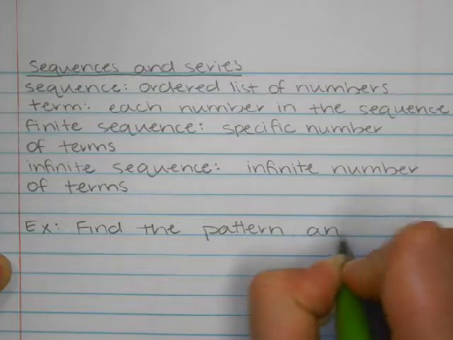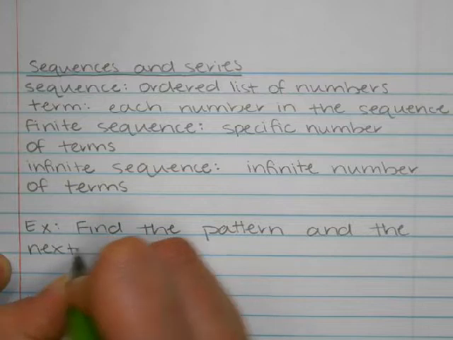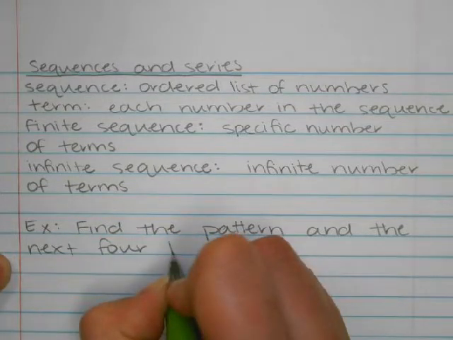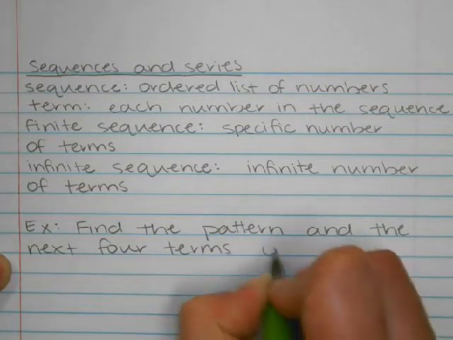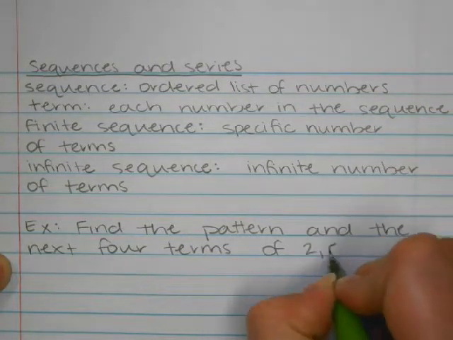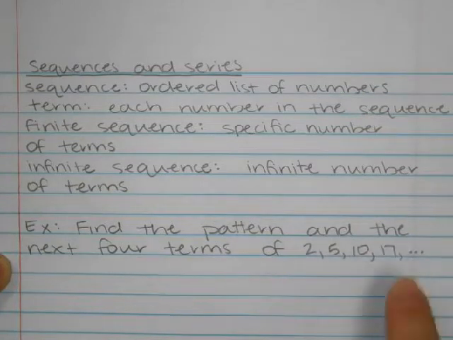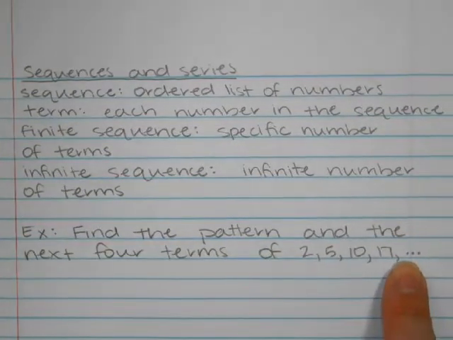All right, so for the first example, looking at sequences, we're going to find the pattern and the next 4 terms of the infinite sequence 2, 5, 10, 17. And you can tell that something is an infinite sequence because it has the ... on the end. So that's what's telling you that it keeps going.